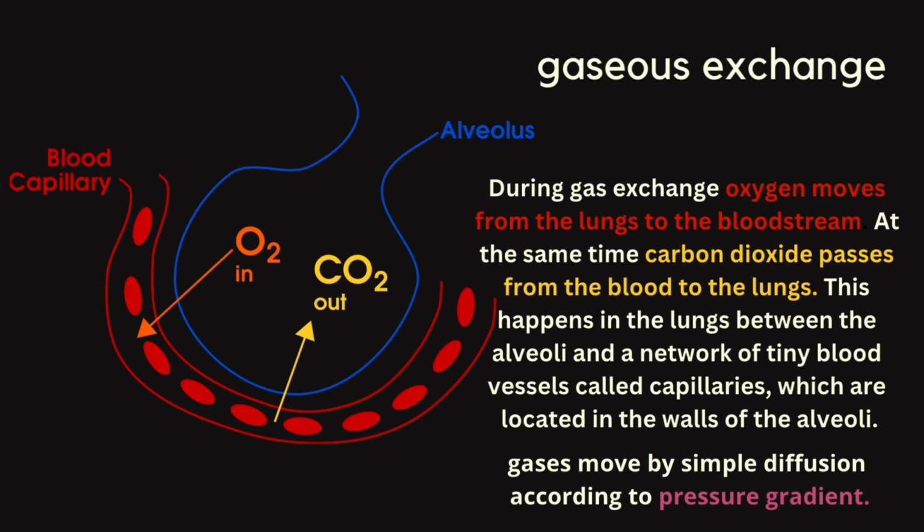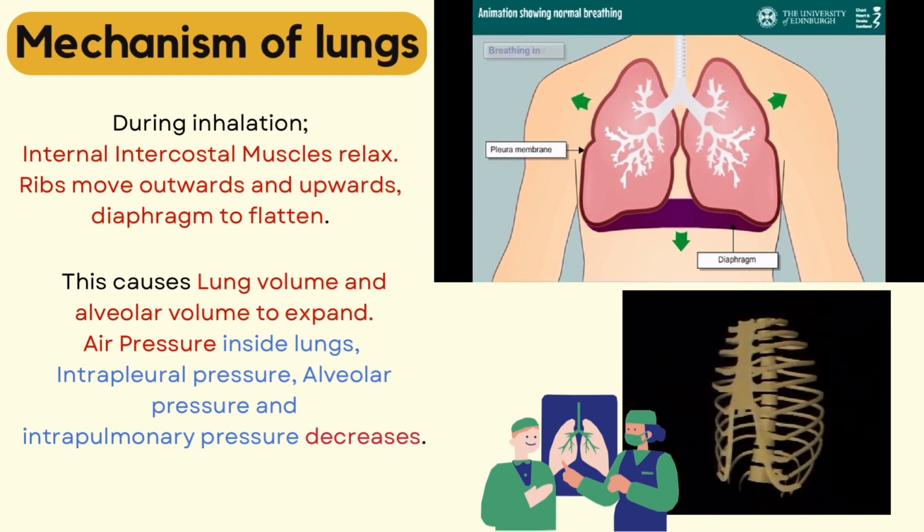This happens in the lungs between the alveoli and a network of tiny blood vessels called capillaries, which are located in the walls of the alveoli. Gases move by simple diffusion according to pressure gradient from high to low. Now we will talk about the mechanisms of the lungs.